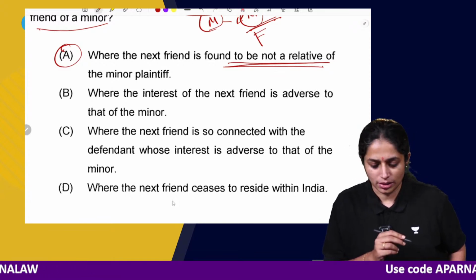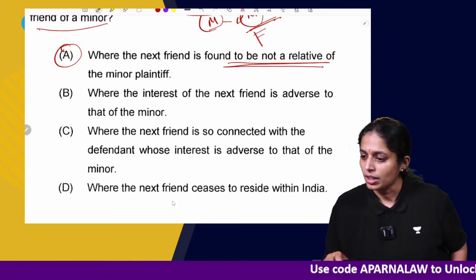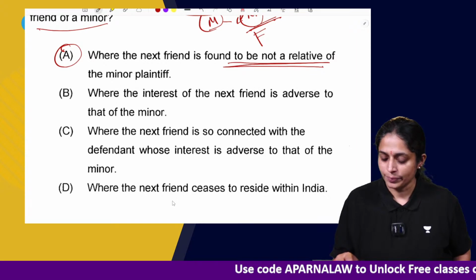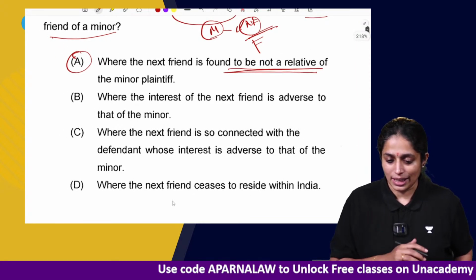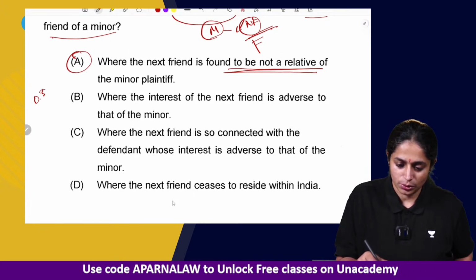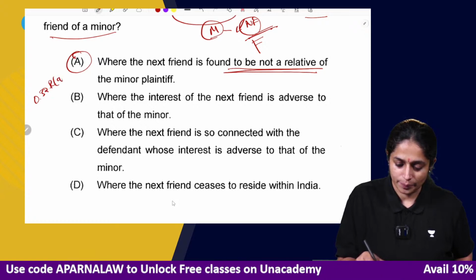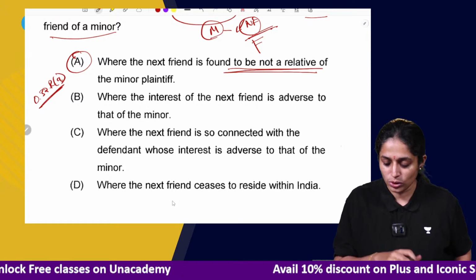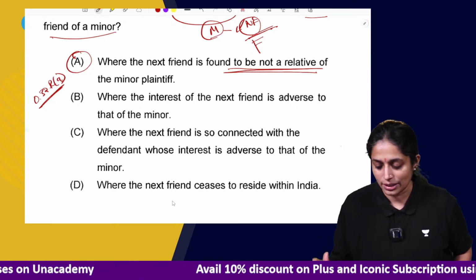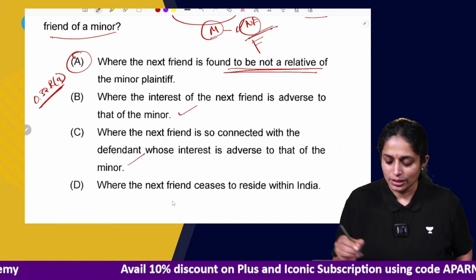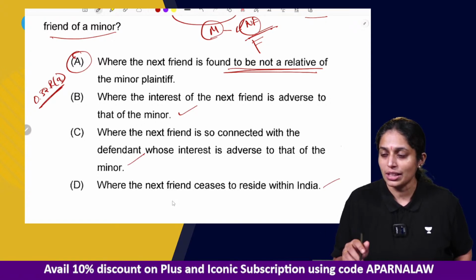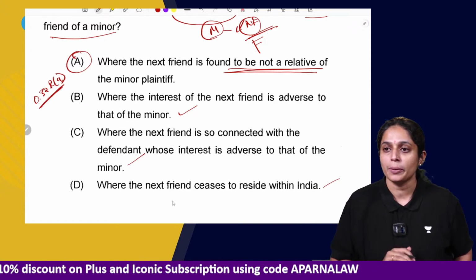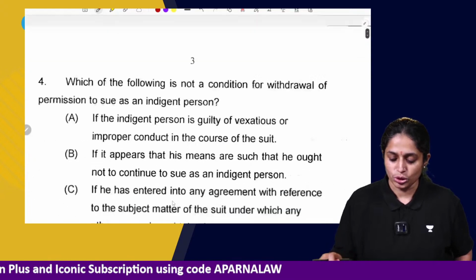Yes, Mir is answering. Winnie, yeah, I can see. Also Simona. Here A is the correct answer under Order 32, Rule 9, which speaks regarding removal of the next friend. The entire rule is with reference to that. All others are the conditions. If these conditions are there, then that next friend can be removed. Fourth question.